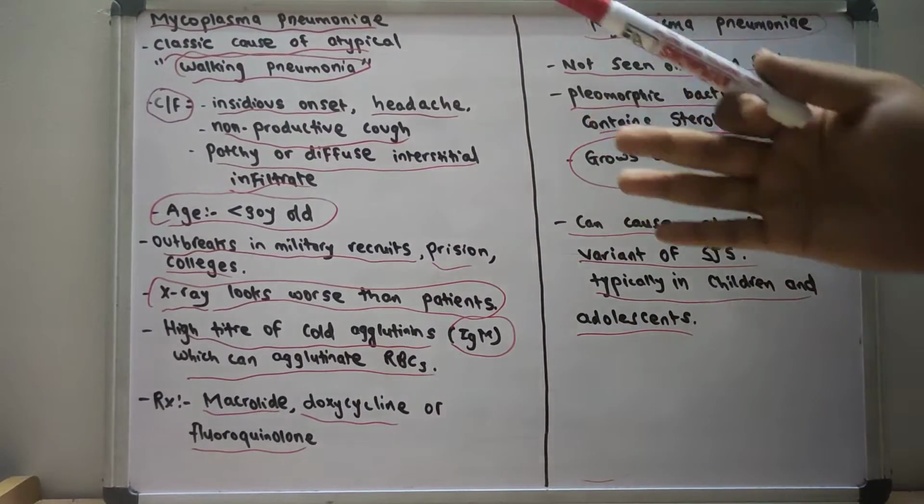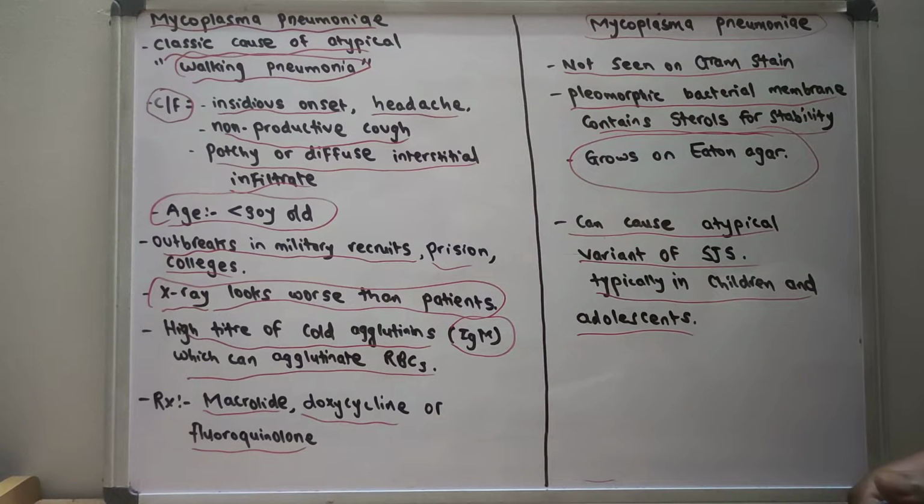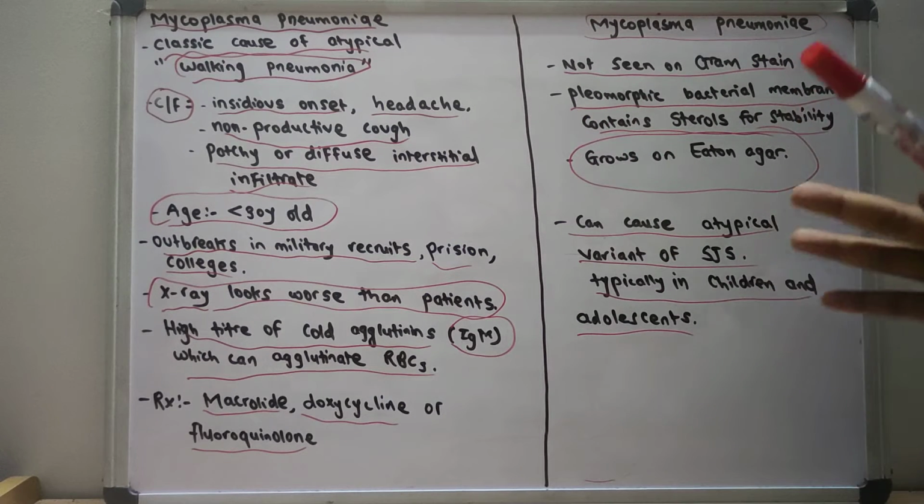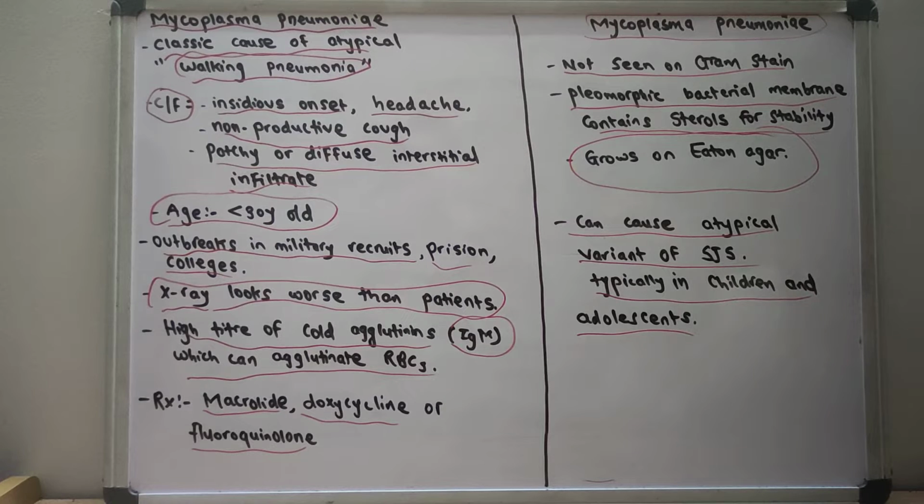Azithromycin works very well in this atypical pneumonia, and it mainly grows on Eaton agar, and it is one of the important causes of Stevens-Johnson syndrome, typically seen in adolescents and children. I hope you understood this topic on Mycoplasma pneumonia.